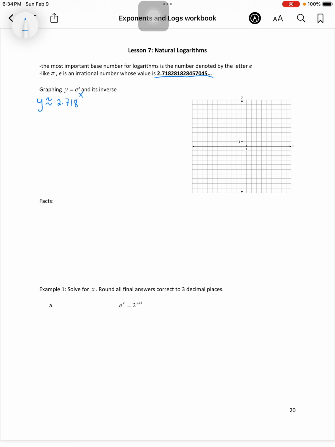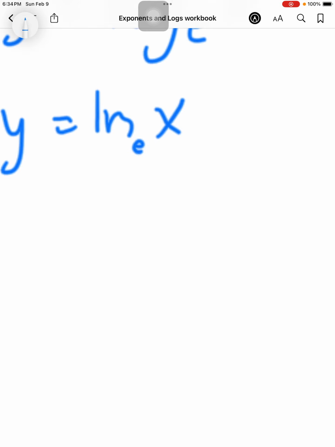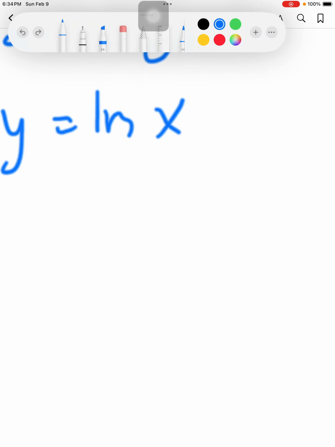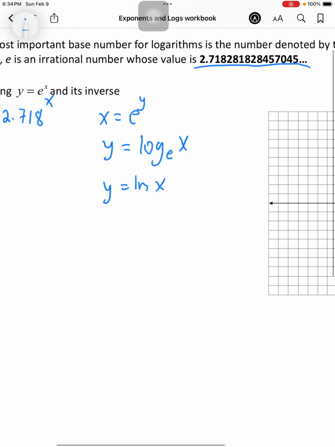And then the inverse: if y equals e to the power of x, for the inverse we're just going to switch x and y around. So it's going to be x equals e to the y. And how this looks is y equals log base e of x. But again, just as a reminder, since we're working with the letter e, we're going to use ln instead. So it's going to be y equals ln x. We could write a letter e here, but if it's invisible, it's just implied, because for ln, the little letter is always going to be e.